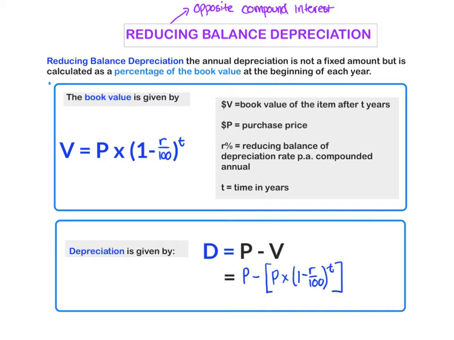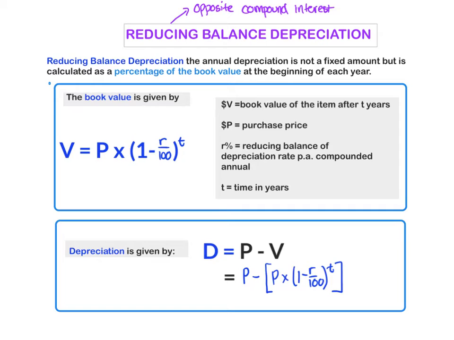For an example, if I had an item that was valued at $100 and it was reducing balance depreciation of 10% per annum, it would drop 10% in the first year, so it would drop $10, which would make it 90. Then in the second year, when it gets reduced by 10%, it's 10% of 90, which is $9. So you can see that the amount that it's dropping is always changing, and it's getting less and less. And so this is reducing balance depreciation.